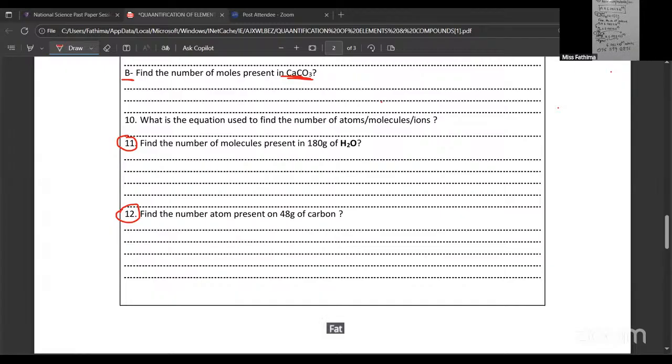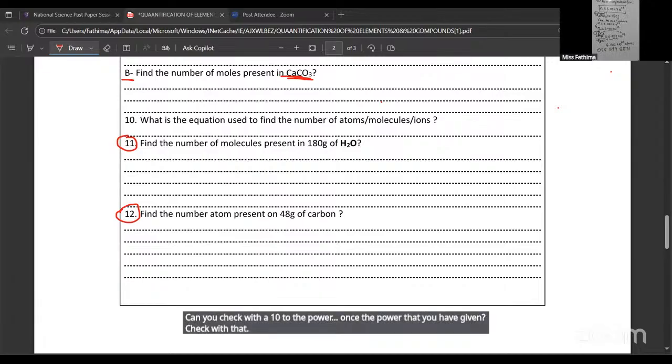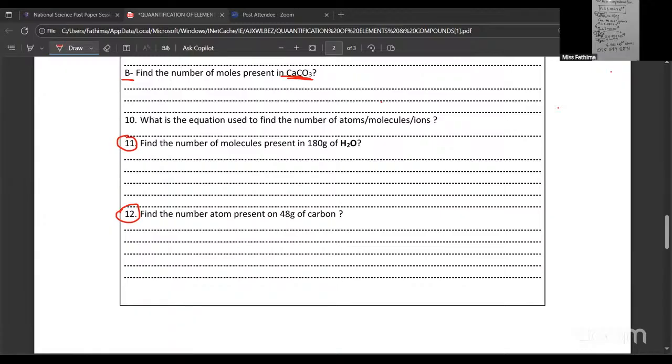Fatima Absai, the answer which you have sent, is it for which one, dear? Second one? Yeah, I mean the 12th one. Can you check with the 10 to the power, what's the power that you have given? Check with that. Hana Fauzan, the 11th one is correct. Very good. Good job.